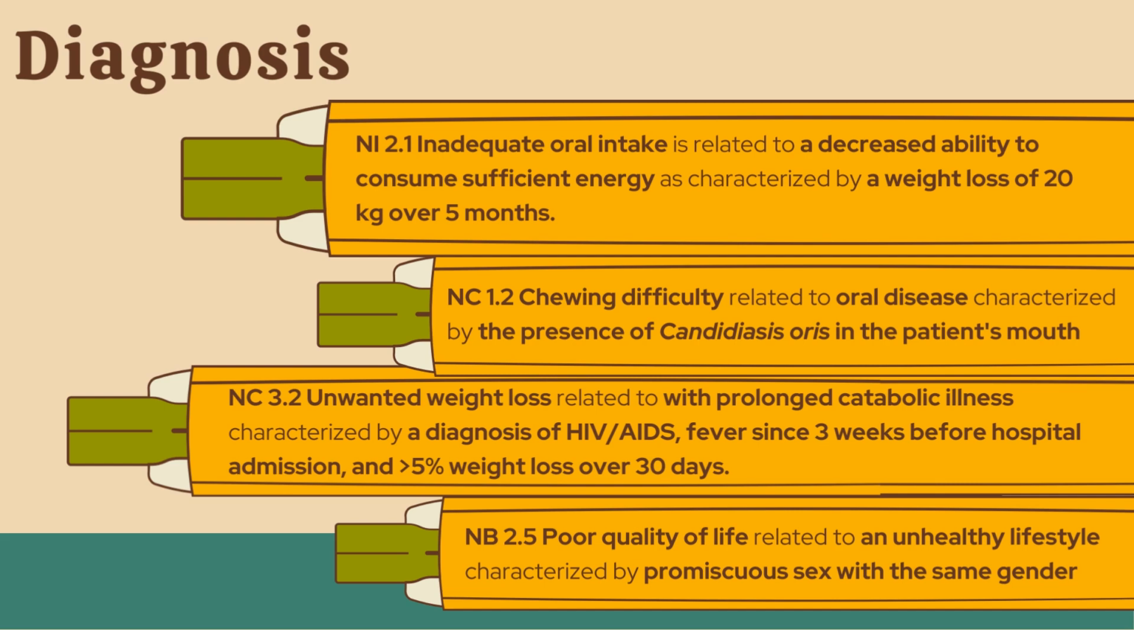the patient's mouth. Next is NC 3.2, unwanted weight loss related to prolonged catabolic illness characterized by a diagnosis of HIV or AIDS, fever since 3 weeks before hospital admission, and less than 5% weight loss over 30 days. And last one is NB 2.5, poor quality of life related to an unhealthy lifestyle characterized by promiscuous sex with the same gender.